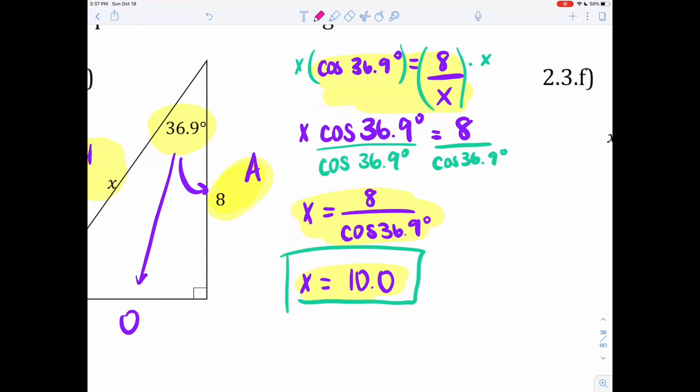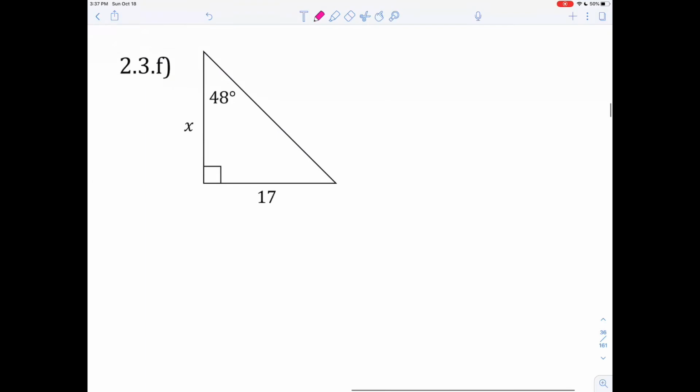I'm going to do this other example with the same sense of calm. My 48 degrees. This side is my opposite. Here I have my adjacent. I will set this up with the tan ratio and say that the tan of 48 degrees is the opposite side, 17, over my adjacent, which is x.